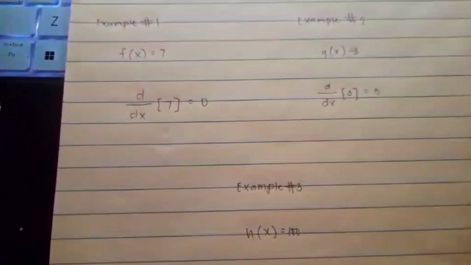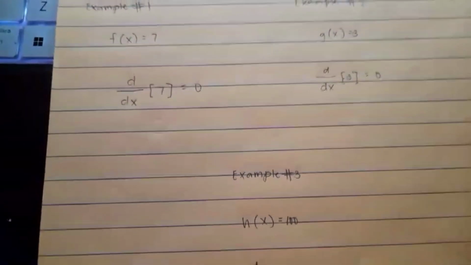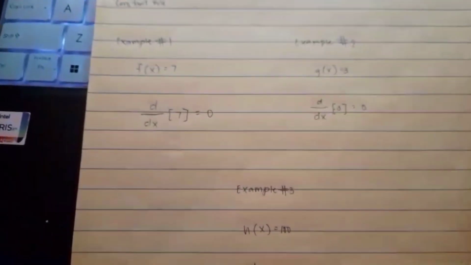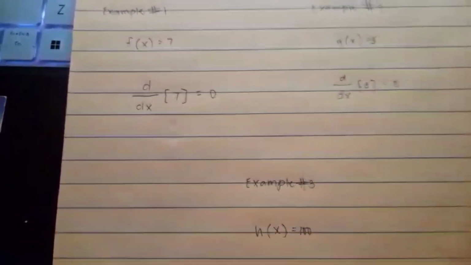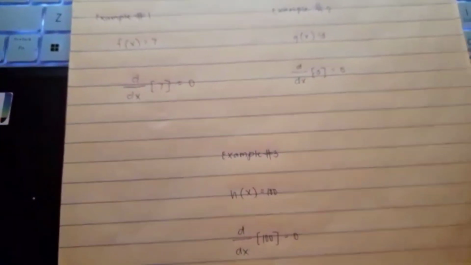For example, f of x equals 3. The number is constant. Or g of x equals 5. The number is constant because it does not have an x. If that's clear, then let's proceed to the examples.